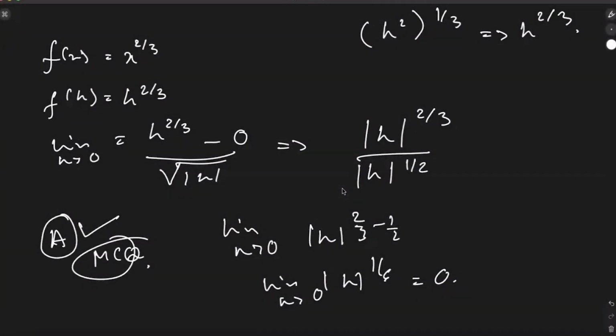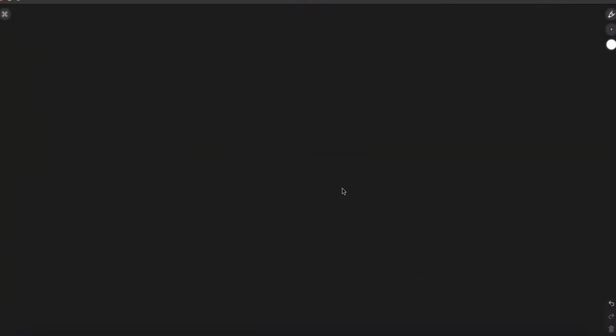Moving onwards. So what is the next function? The next function is sin x. The next function is f(x) equals sin x.